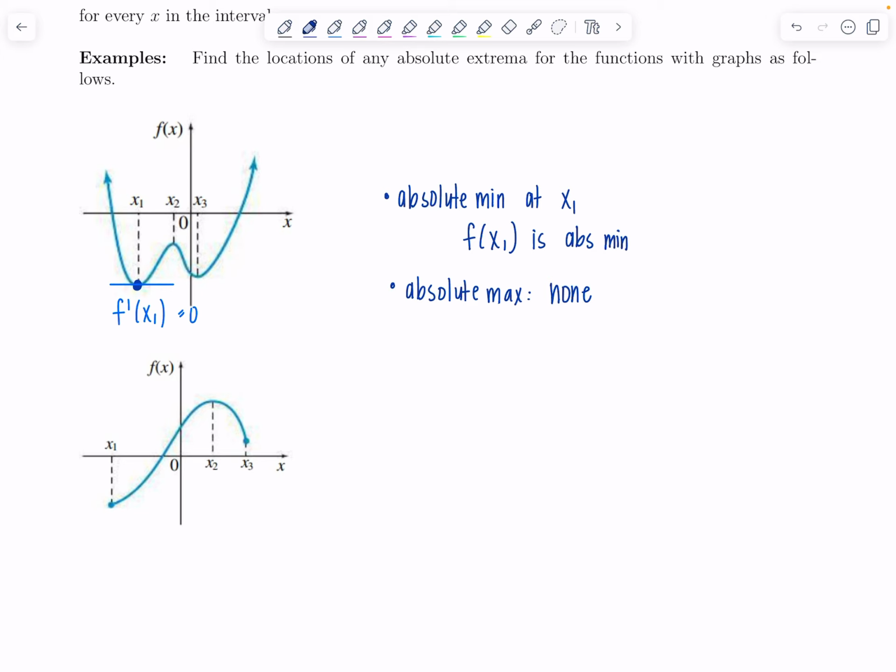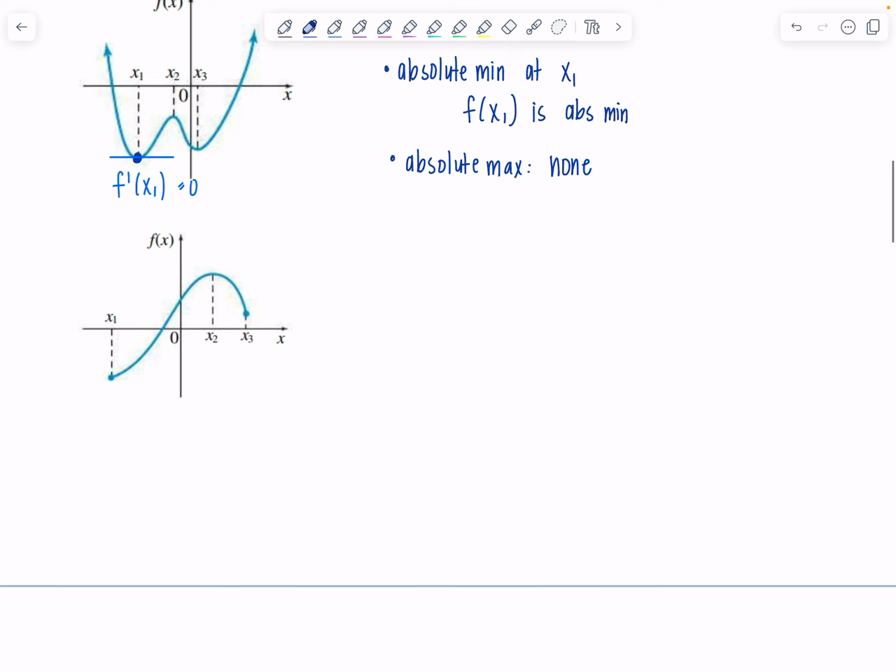Okay, let's look at this next example. Is there an absolute min? Yeah, all the way over here at this endpoint. So absolute min, again, is at x1. Is there an absolute max? This time, yes. Look, the absolute max is right there. And it occurs at x2.